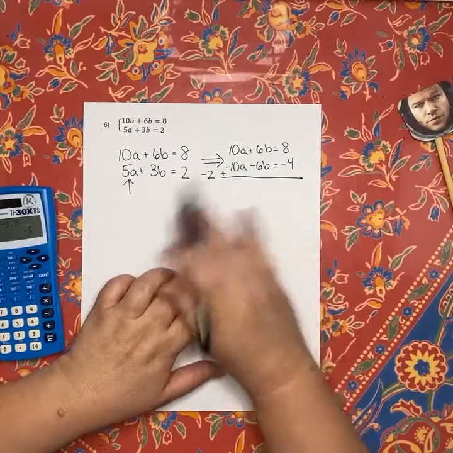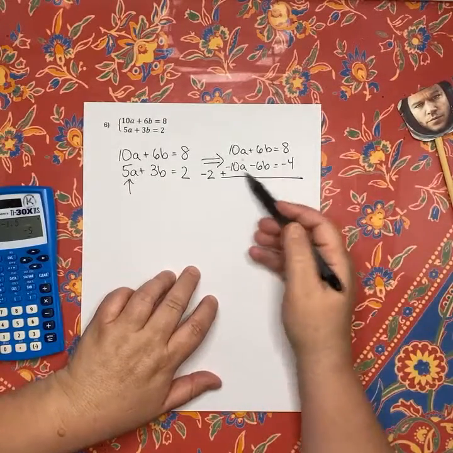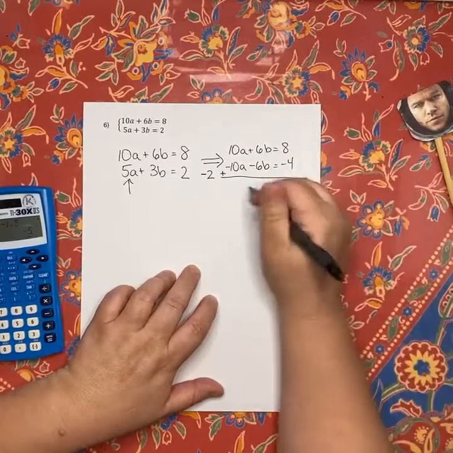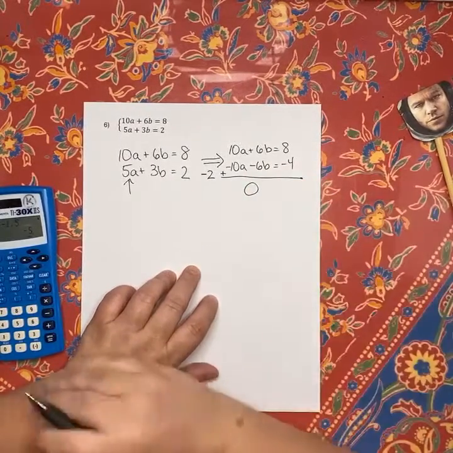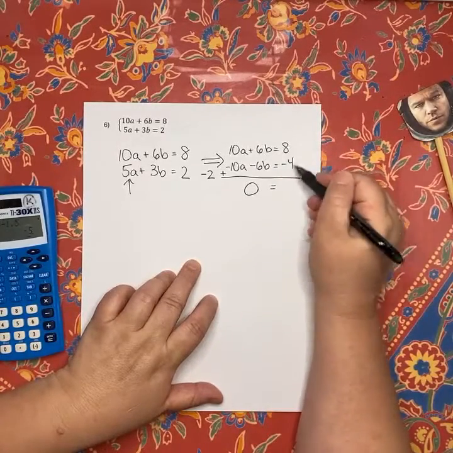10a minus 10a cancels. 6b minus 6b cancels. Is there anything else? No. What do I write when everything is gone? It's a placeholder. It says there's nothing left. 0 equals 8 minus 4 is 4.